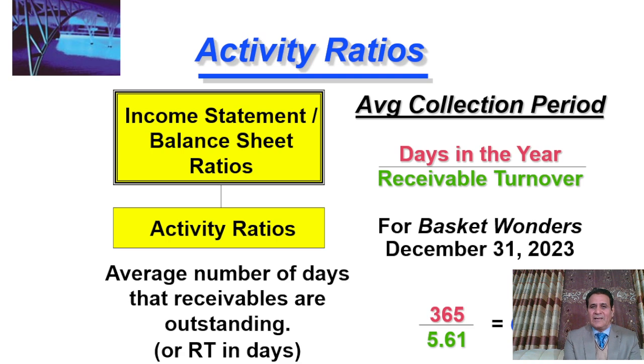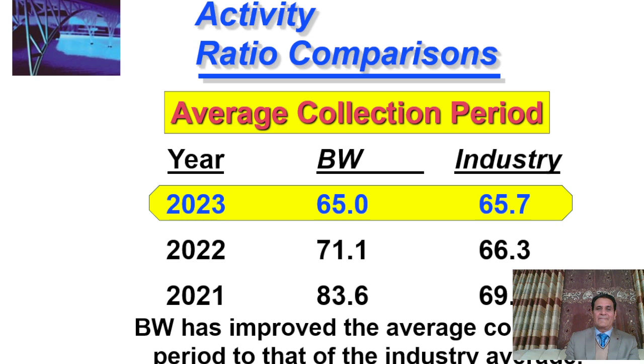We can calculate the average collection period from this ratio. 365, the total number of days of a year, divided by 5.61 is equal to 65 days. It means that the sales, or receivables, are converted into cash in 65 days. The average number of days that receivables are outstanding is 65.